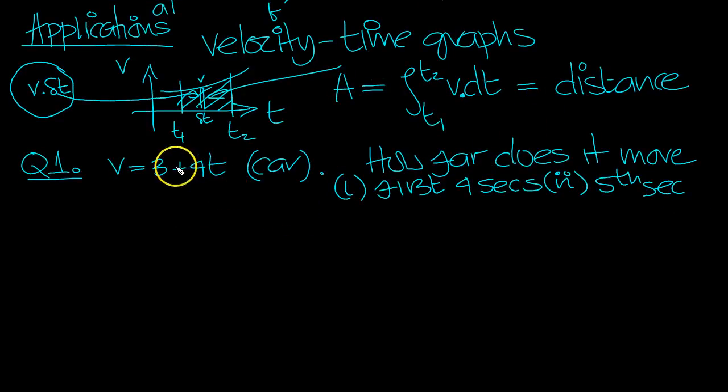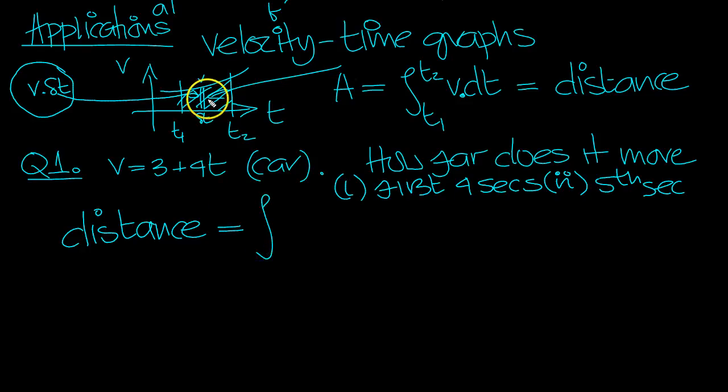Car travelling at this velocity. How far does it travel in the first 4 seconds? Well, this is always positive, so the distance here is equal to the area under a curve, just like it is here. First 4 seconds, so from 0 to 4, 3 plus 4t. We're integrating not with respect to x now, but with respect to t, aren't we? Because that's the symbol this time.